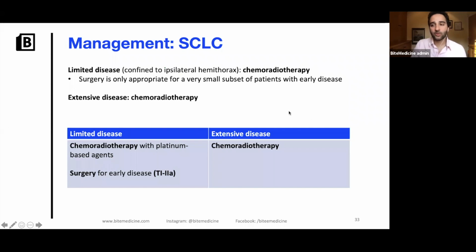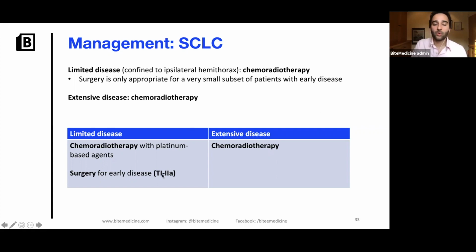So like we said, limited disease, confined to the one side of the hemithorax, you're going to give chemoradiotherapy to. On the whole, as I said, it's complicated, but these are general guidelines. Chemoradiotherapy with your platinum-based agents like the cisplatin that we discussed previously. Surgery is only appropriate for a tiny, tiny subset of these patients with very early disease.